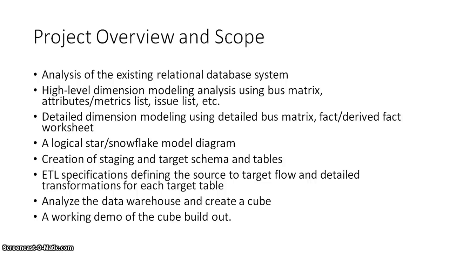Currently this waitlist system is stored in a relational database system. We'll be analyzing that system in this project. We'll also be creating a high level dimensional modeling analysis using a bus matrix and an attributes and matrix list. We'll also be doing the detailed dimensional modeling using a detailed bus matrix and a derived fact worksheet. We have created a logical star and snowflake diagram, and we have created an ETL process through SSIS. In that, we have taken data from the relational database and put it in a staging table, and from that staging table the data goes to the data warehouse.